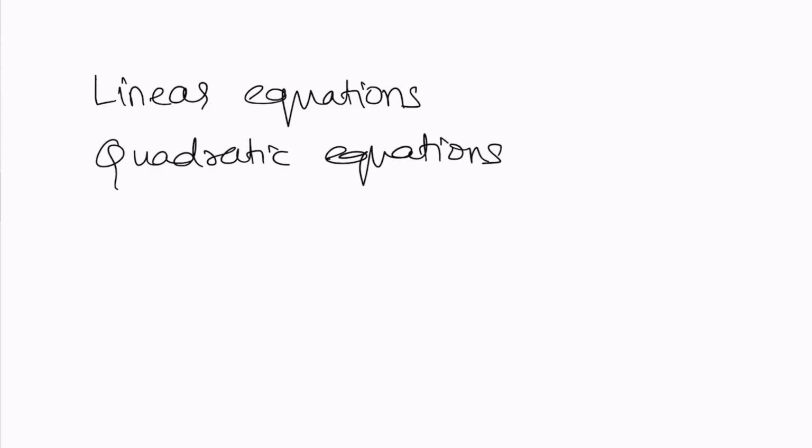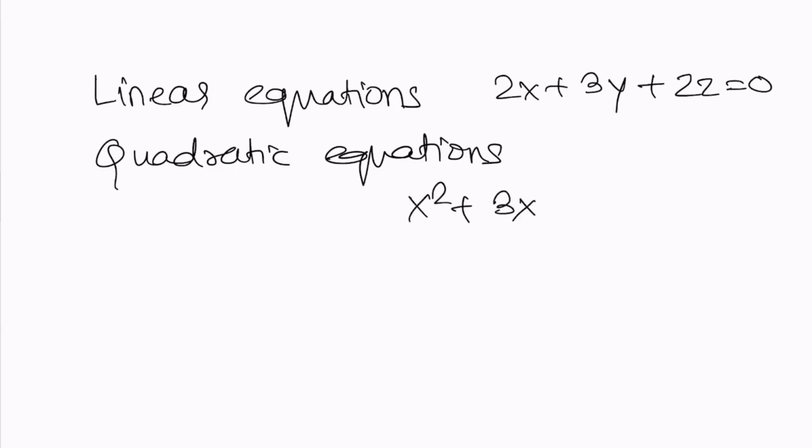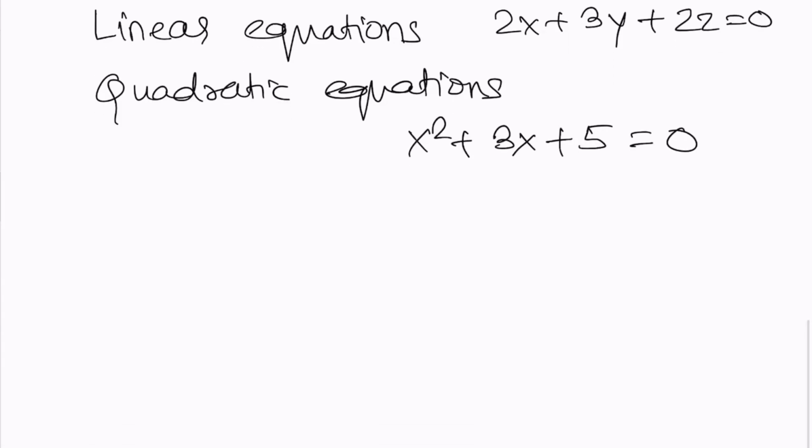Okay. Linear equations are very simple. The highest power is 1, so 2x plus 3y plus 2z equals 0 is a linear equation. Quadratic equations can be something like x squared plus 3x plus 5 equal to 0. Now, the important thing about quadratic equations are the roots of the quadratic equations.